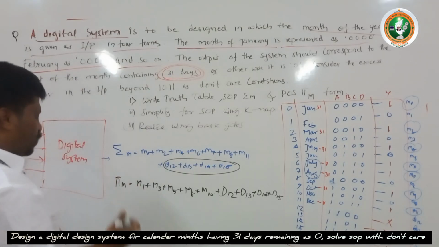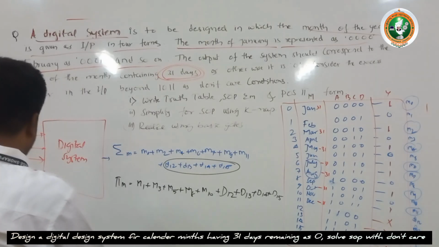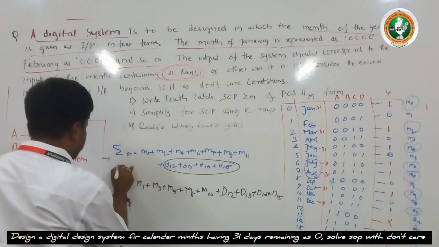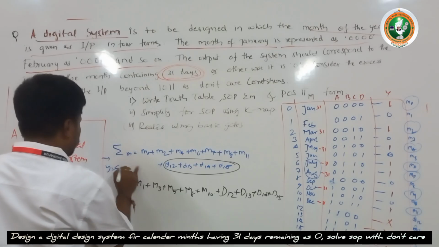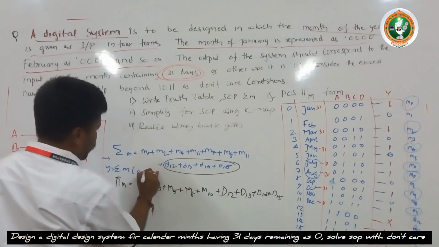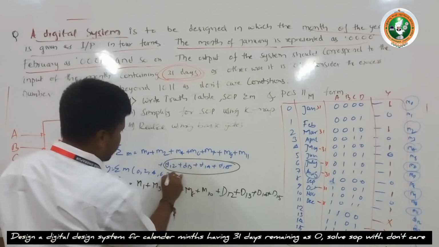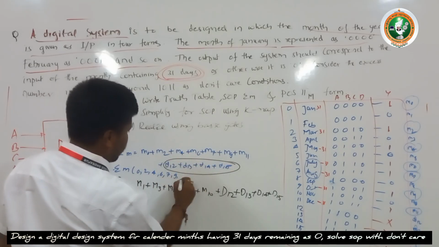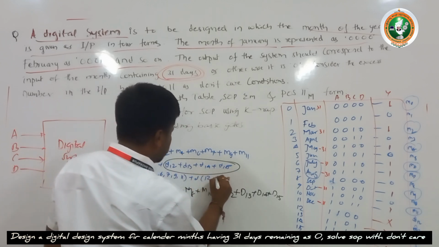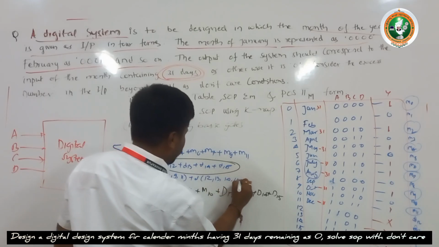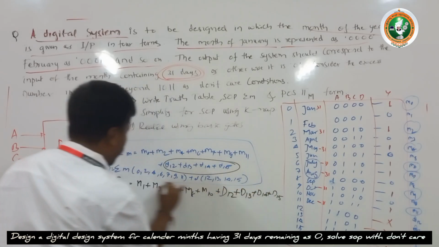Then I write it in the simplified form now, in summation form: y equals summation of m of 0, 2, 4, 6, 7, 9, 11, plus summation of d of 12, 13, 14, 15. Okay, got it. This is the complete SOP form.